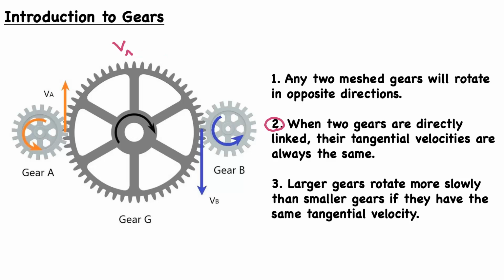Then lastly, the third important thing to know is that larger gears rotate more slowly than smaller gears if they have the same tangential velocity. So for example, again, we can, for a final time, look at gear A and gear G, and we can see that gear A is much smaller than gear G, and they have the same tangential velocity, which means the rotational speed of gear A will be greater than that of gear G.